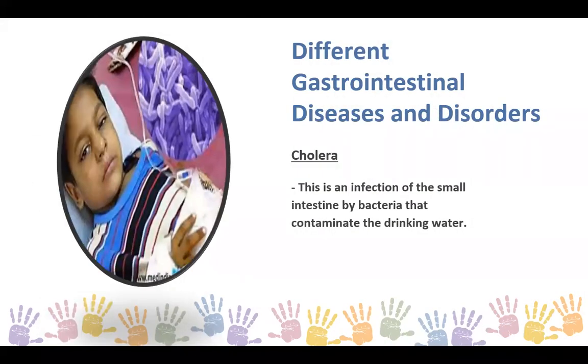Fourth is cholera. This is an infection of the small intestine by bacteria that contaminate the drinking water. It can cause diarrhea, cramps, rapid dehydration, and vomiting.